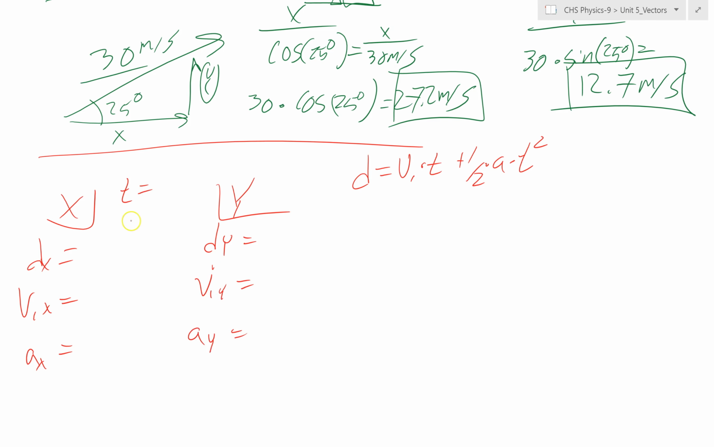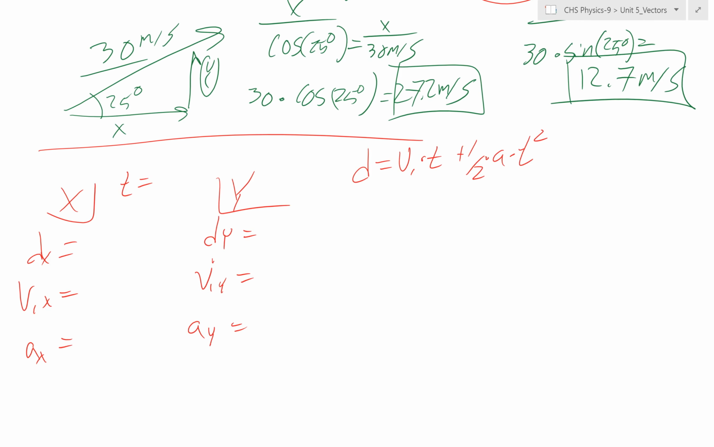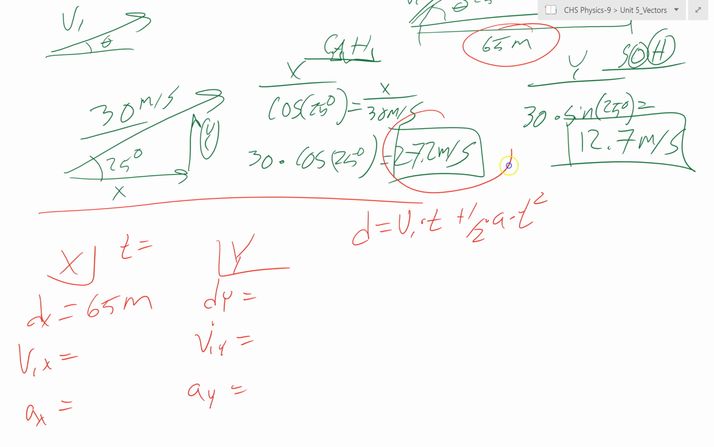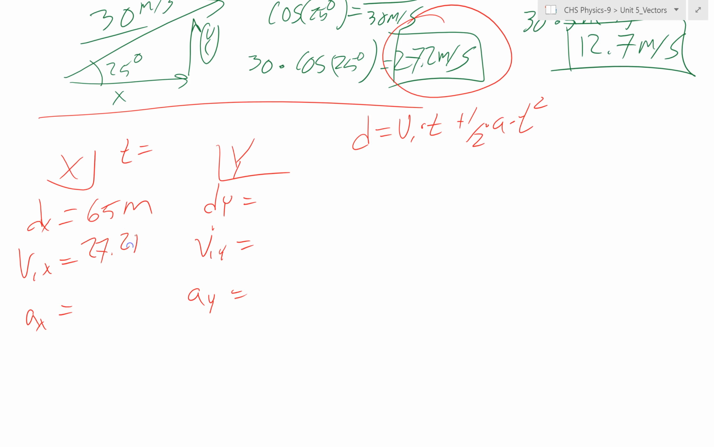Then we put t in the middle because t is in the x and y direction, so really it could go on both lists. All right, so our distance in the x direction, that's our 65 meters. That's how far the ball travels horizontally. We have 65 meters. Our starting velocity in the x direction is what we just calculated, the 27.2 meters per second. And then the acceleration in the x direction is 0 meters per second squared, because there's nothing pushing or pulling it left or right.